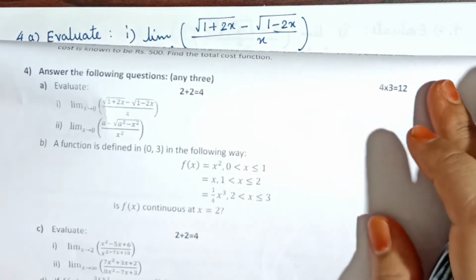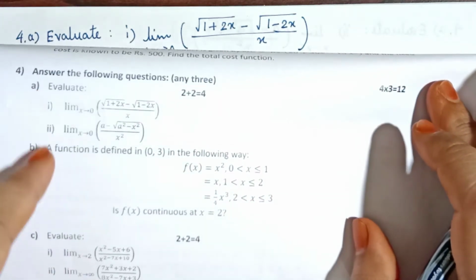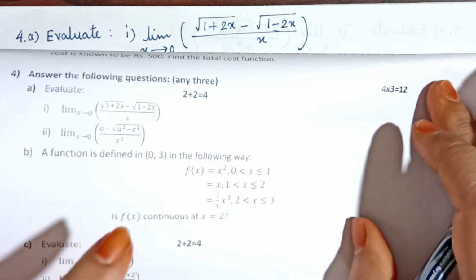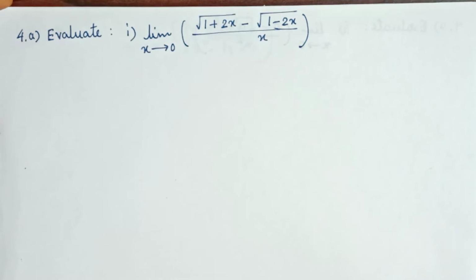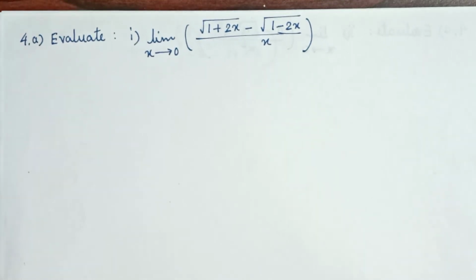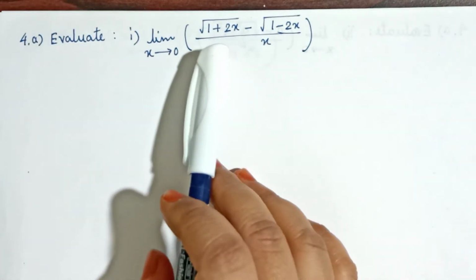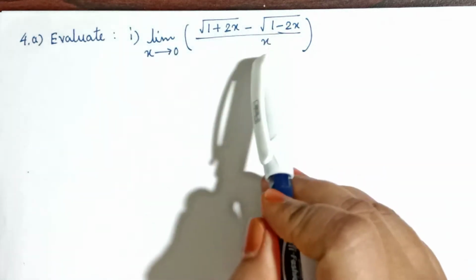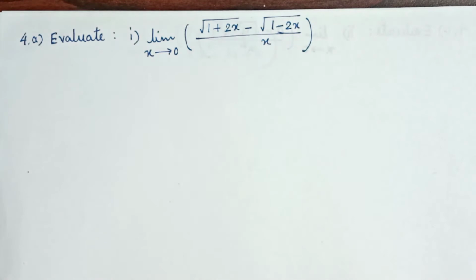So the first question is: evaluate. Some limit question is given, so we have to find out the value of the limit. So let us find out the value. This is the first question: limit x tends to 0, root over 1 plus 2x minus root over 1 minus 2x, divided by x.